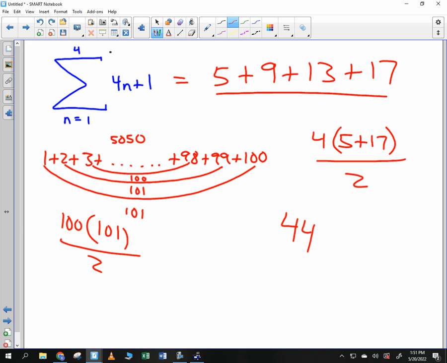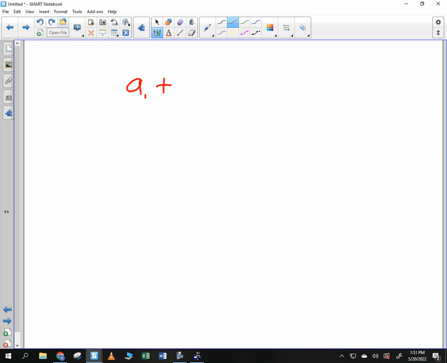So if you simply take the first term plus the last term and multiply it by the number of terms divided by 2, you will get the sum.